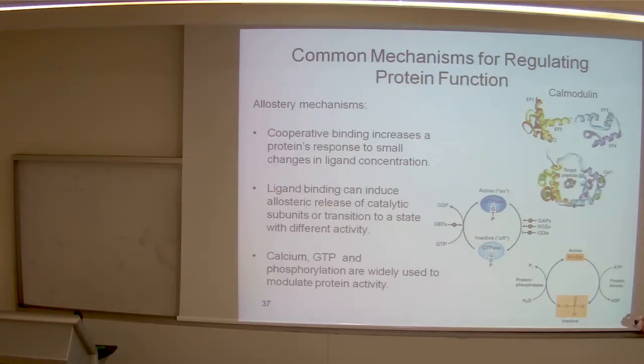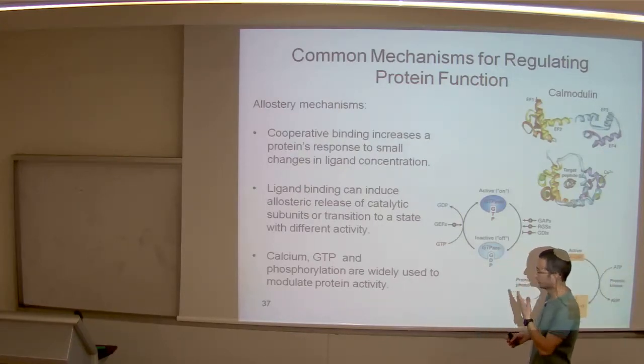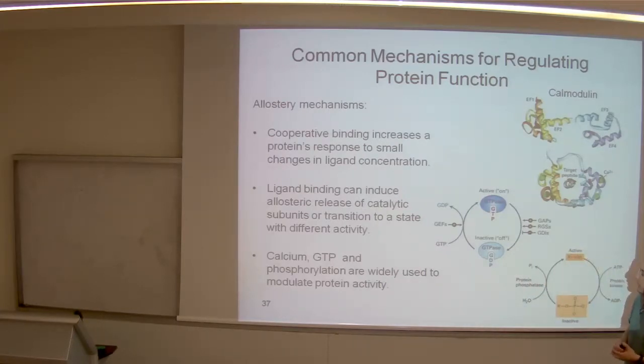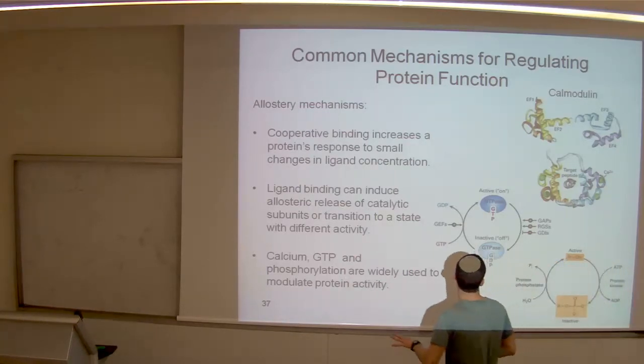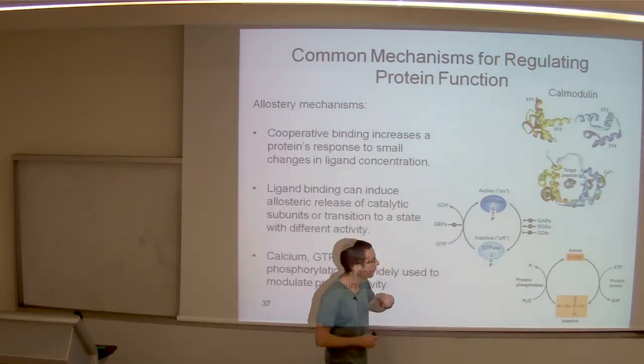Some ligand binding can induce allosteric release of catalytic subunits, which, as we said, means that some fragments of the protein are removed, which exposes some other regions in the protein and gives this protein some gain of function. And more specific examples of molecules are calcium, which we met right here, GTP, which is guanosine triphosphate, and phosphorylation, which are widely used in the cell to modulate protein activity by allosteric mechanism.